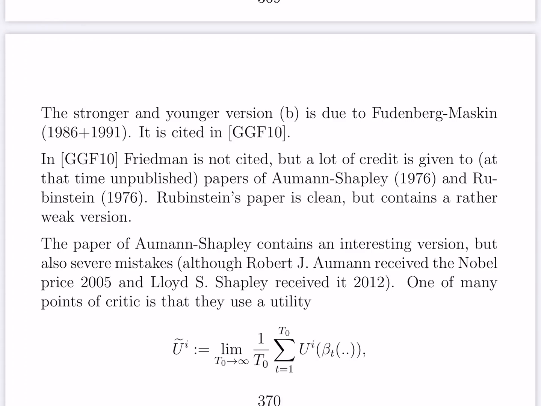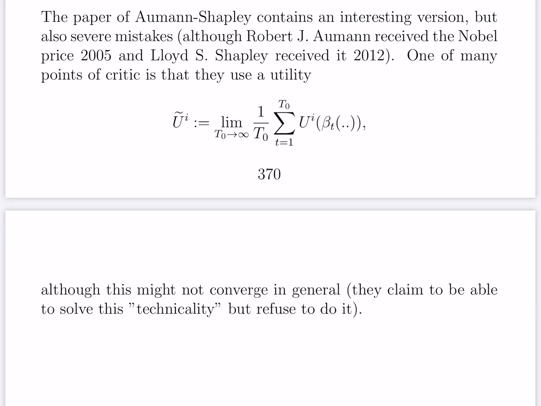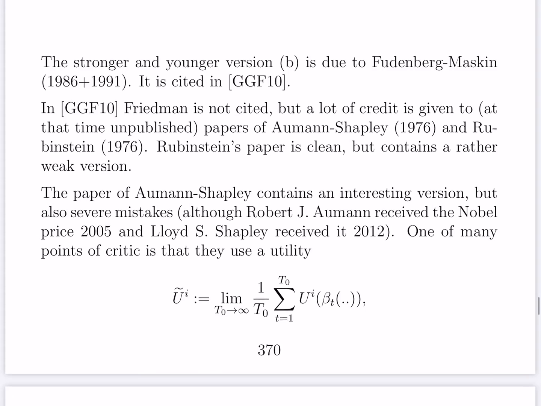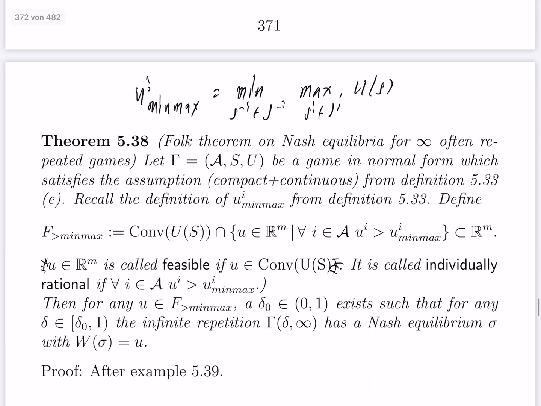They use some average utility and take a limit for the number of periods going to infinity, and it's not clear whether this limit exists. If these partial payments in the different periods jump too much or jump for longer and longer periods, it's not clear whether one has a limit. And they claim that they can solve this problem, but they refuse to do it in the paper. So the paper is technically not clean. Anyway, we have the clean version of Fudenberg and Maskin, which I will cite in theorem 541b. So now I come to theorem 538.